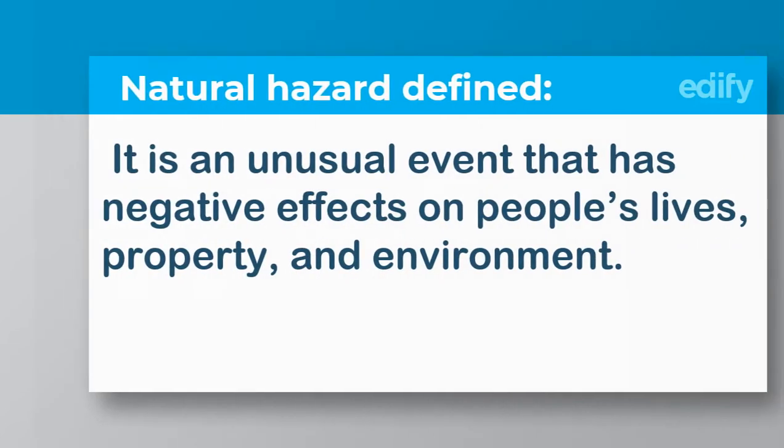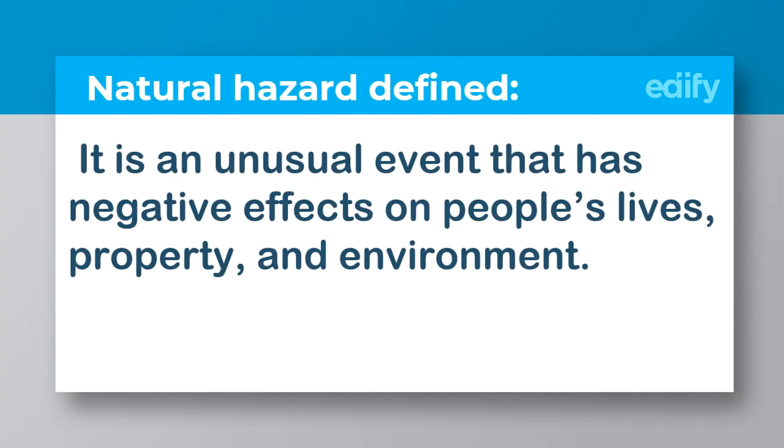Anything that is occurring naturally and it is an unusual event and causes negative impacts on the lives of people. It can destroy property and it can cause a trigger in the environment is what we are calling a natural hazard. That is how I'm defining it. An unusual event that causes negative effects on people's lives. It destroys property. It can also cause a change in the environment.